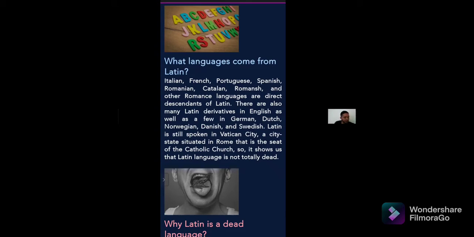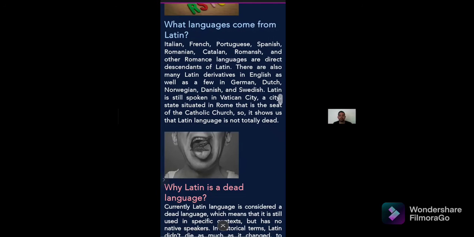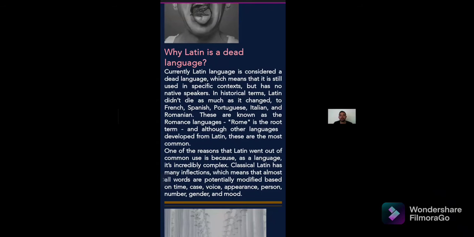Now the final question is why Latin is a dead language. We have the idea that Latin is a dead language. However, the information said that it's not totally true, because right now we still have some things of Latin, and we continue using that language in some way. So it's important not to say that Latin is a dead language. It's important to learn about that and have correct information.